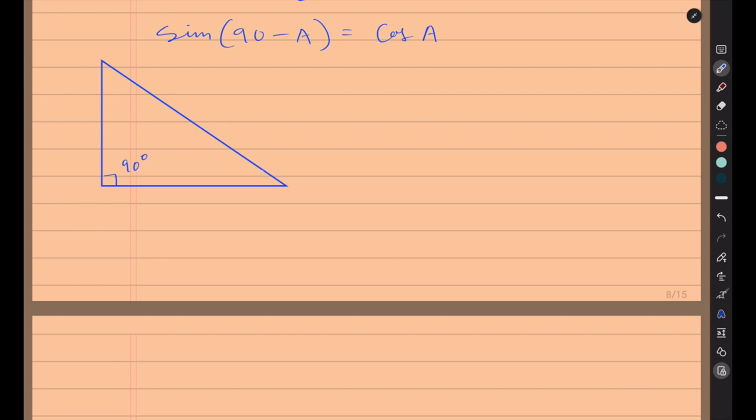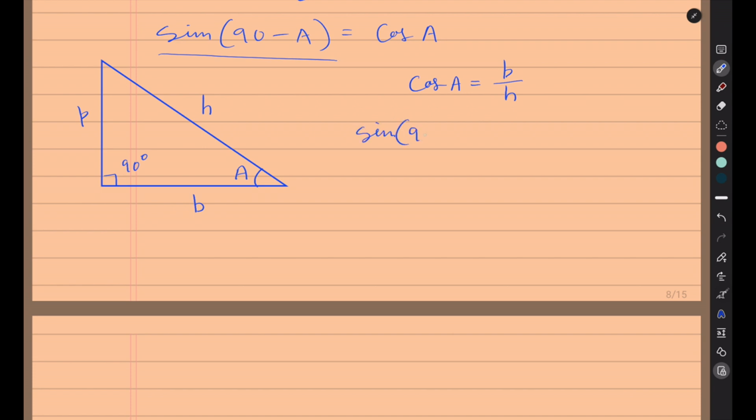Let us define this as angle A. So if this is A, then 90 degree, and angle A is based upon this side. So this is B, this is P, and naturally this is H. Now cos A, what will be the cos A? It is base by height, so B by H. Now we will see what this means.